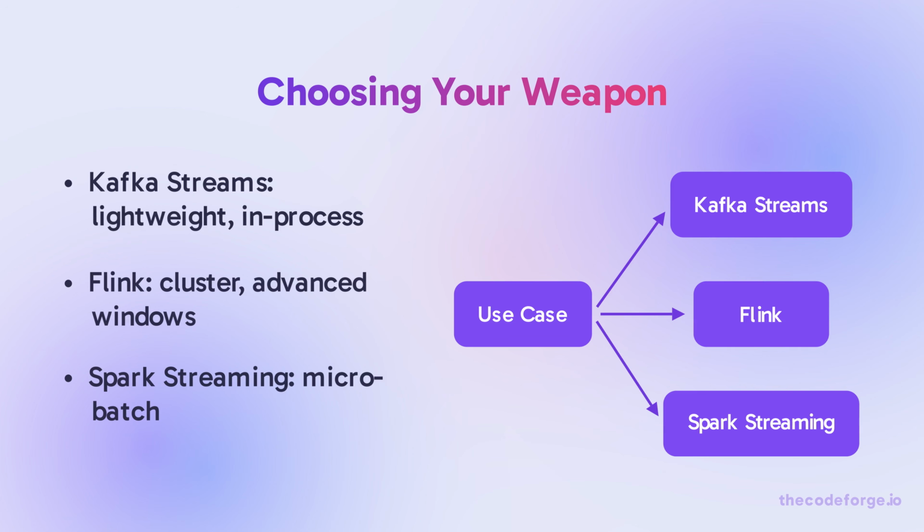You have 3 main options. Kafka Streams is lightweight, runs in your app process, and is perfect for simple transformations and joins. Flink is a heavy-duty cluster framework with advanced windowing. Spark Streaming is micro-batch, not true streaming, but good if you're already in the Spark ecosystem.